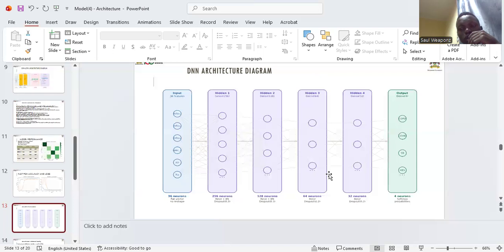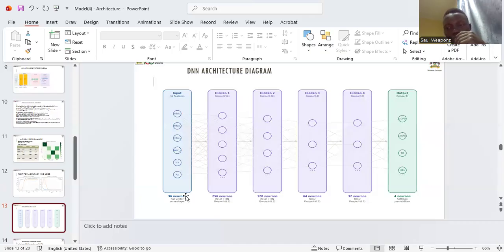Yeah, so here with me I have the DNN architecture diagram. Of course, it is in such a style that we take in the 36 features, then go from dense to 256 neurons, to 128 neurons, then 64 neurons, 32 neurons, and then finally to the 4 neurons coming up to the 4 classes that we have. So at the input layer, of course, we are inputting the 36 features.